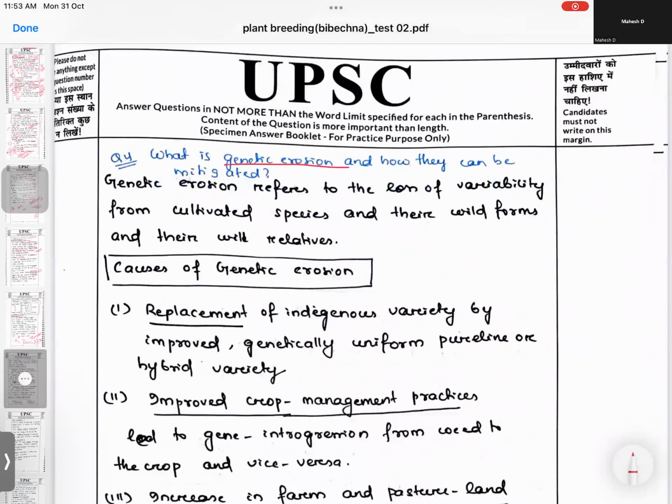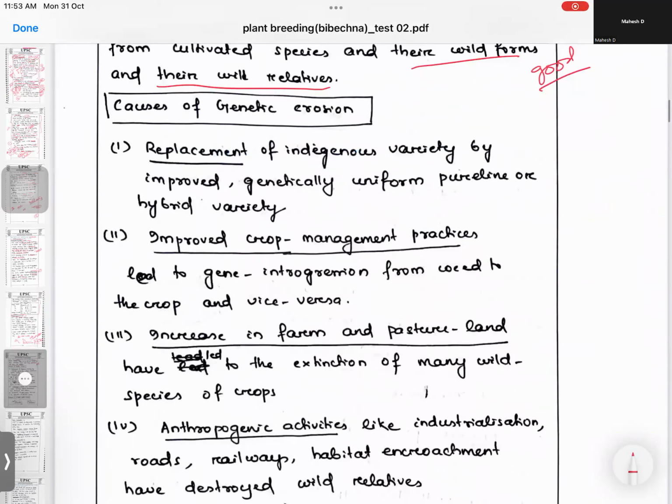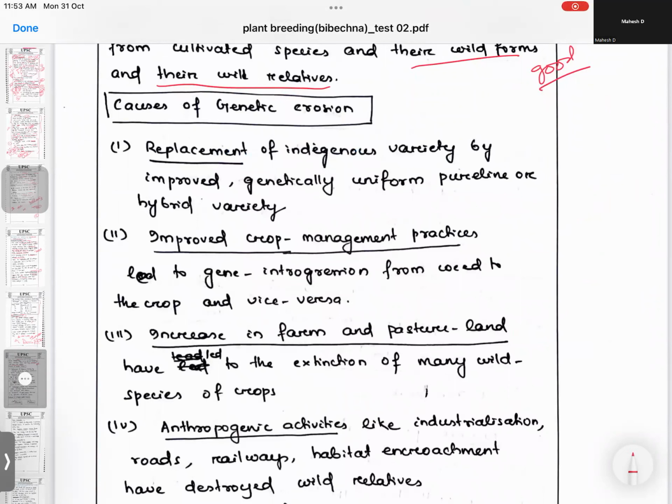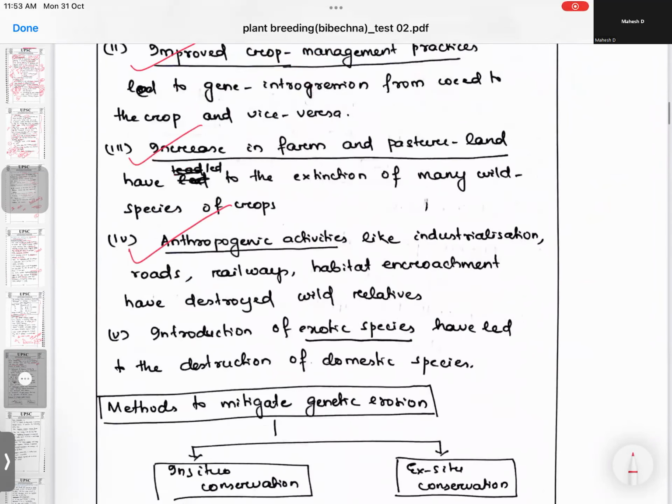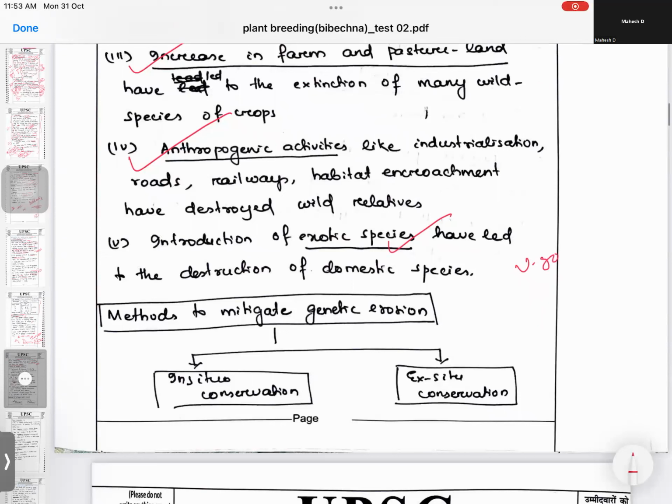What is genetic erosion? How can it be mitigated? Genetic erosion refers to the loss of variability from cultivated species and the wild forms. That is a good definition. Causes of genetic erosion: replacement of indigenous varieties, improvement of crop management practices, increase in farm and pasture land, anthropogenic activities, exotic species. Very good, all these points are covered.